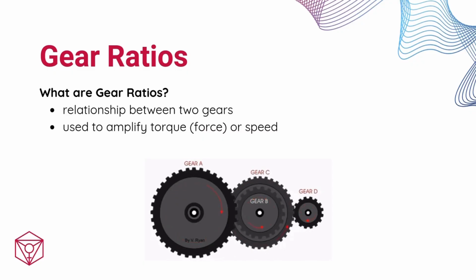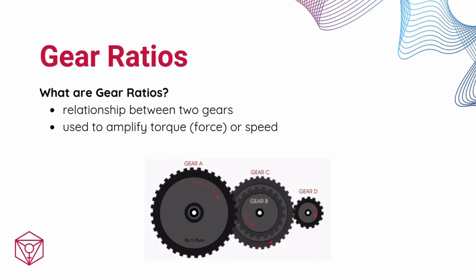Gears are everywhere, from bicycles to clocks. A gear ratio refers to the relationship between two connected gears and how they share force and speed. A smaller gear driving a larger gear increases the torque, and torque is force, but reduces the speed, while a larger gear driving a smaller one increases the speed but reduces the torque.